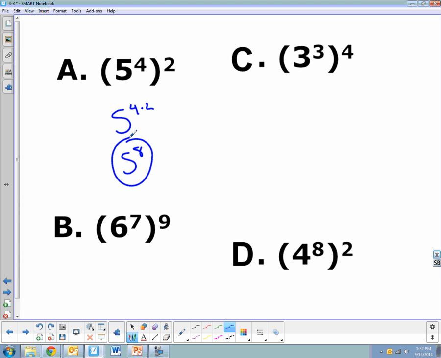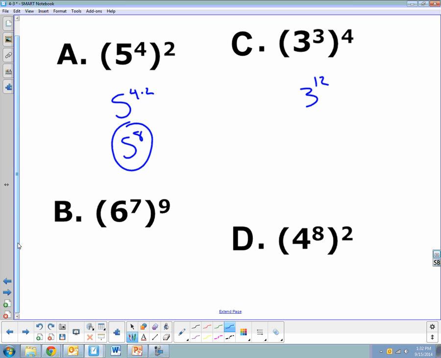For C, 3 to the 3rd to the 4th power. If I multiply those together, I don't add, remember, so that can give me 7. I'm going to multiply, I'm going to get 3 to the 12th power. For B, I've got 6 to the 7th to the 9th. So if I multiply those exponents together, I'm going to get 6 to the 63rd power.